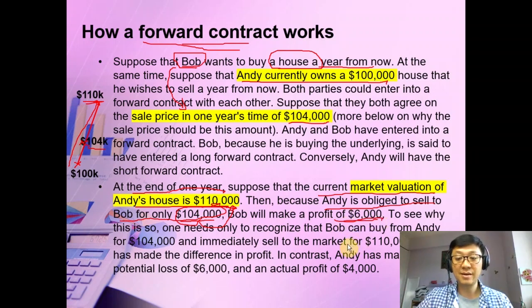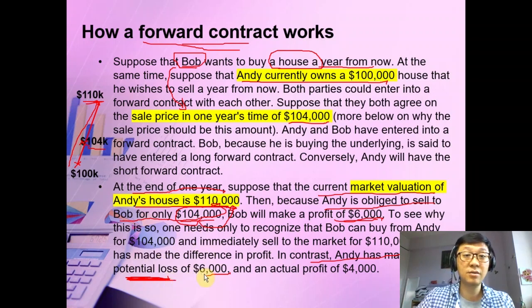So simple as that. In contrast, Andy potentially makes a loss of 6,000. Because if he had not gone through the forward, he could have sold at 110 instead of 104, so he could have made an extra 6,000. So that's a potential loss, but he still has a profit. Maybe he owned a house, he bought the house at 100K, so he sells at 104, so he actually still earns 4K.